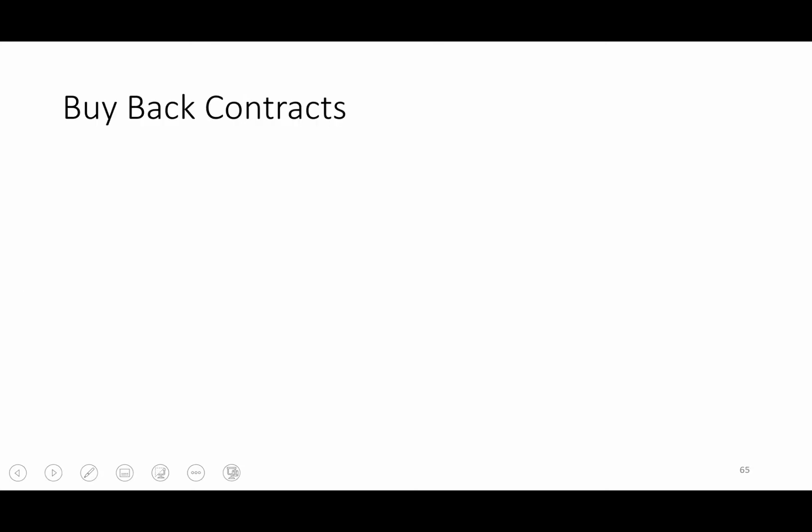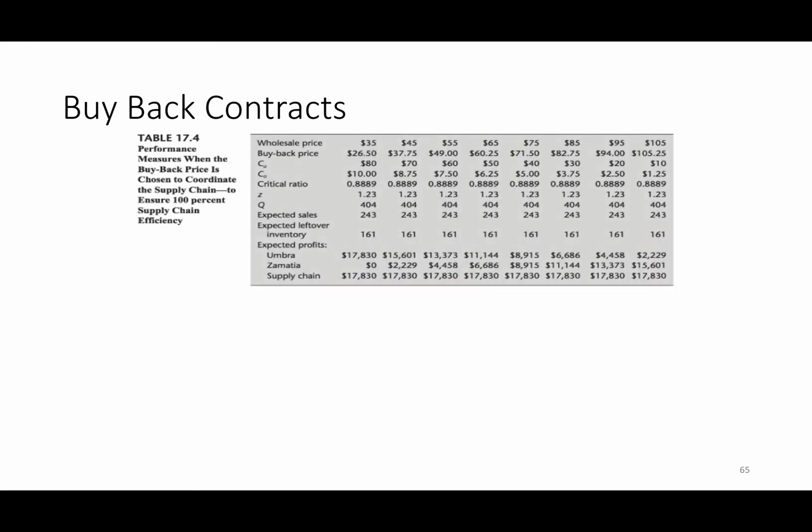So let's go to the next slide and take a look at this. Essentially, we have the wholesale price of 75 and then we have the buyback price of 71.5. So this is where it is. In this case, we see that the profit is maximized, yes, and the profit is actually split equally between the two.